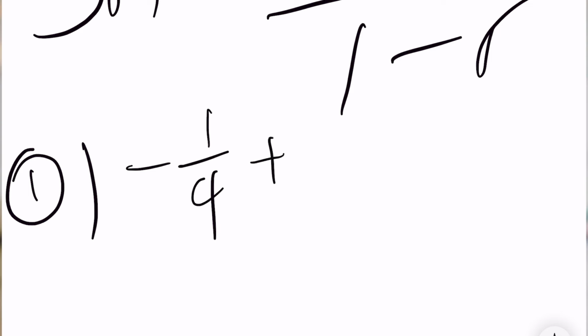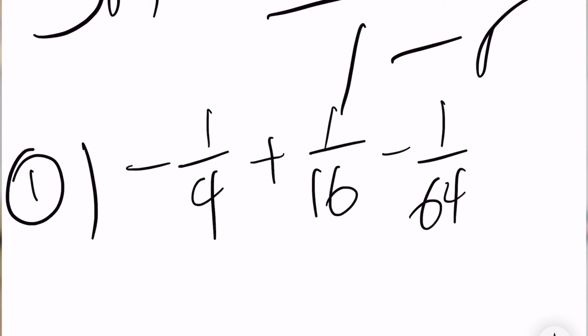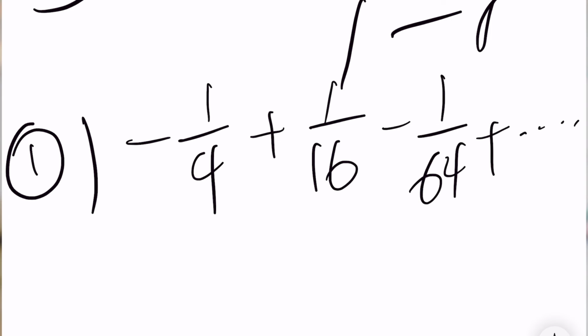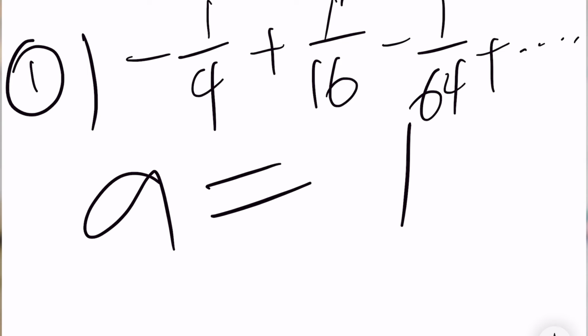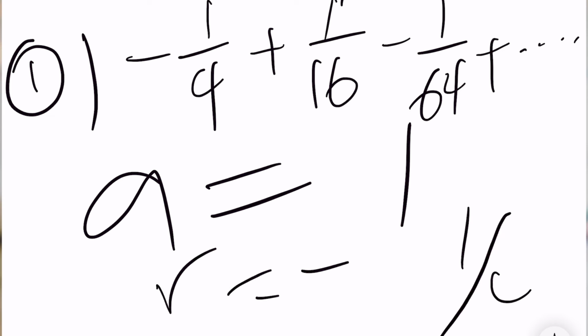Find the sum to infinity of the geometric progression 1 minus 1 over 4 plus 1 over 16 minus 1 over 64 plus and so on. Here, what is our first term? Our first term is 1, and our common ratio r is minus 1 over 4.